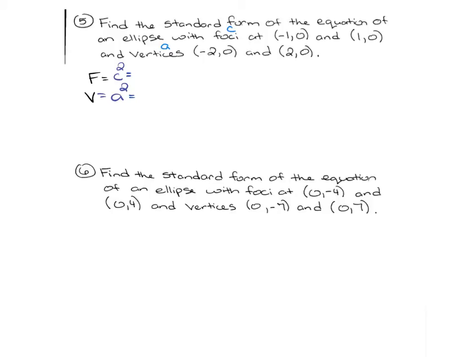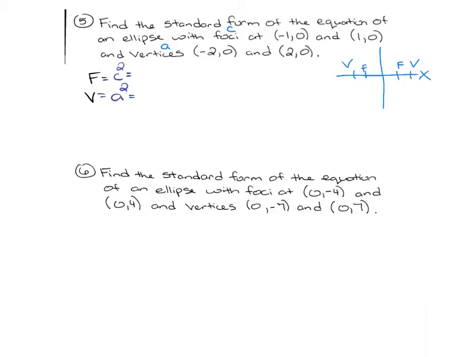I like to graph it just so I can see what's going on. So if I take a small little graph here and graph the foci, it'd be -1 and 1. So there's our foci right there. And then our vertices would be -2 and 2. Now, if you look, you'll notice that the vertices and the foci are both on the x-axis. Because they're on the x-axis, that means they are going to be your major axis.